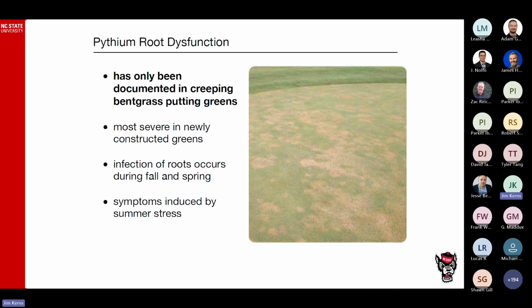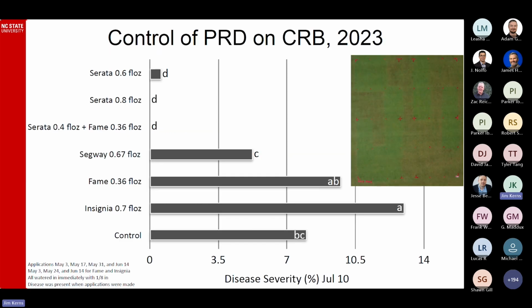Now, those of you, if you have new putting greens, if you happen to see root dysfunction, okay, number one, it's only been officially documented on creeping bentgrass putting greens. The infection occurs during the fall and spring, and the symptoms have traditionally been induced by summer stress, but it's also any kind of stress. If it's cold, dry during the winter, whatever it might be. Do we have options for you?